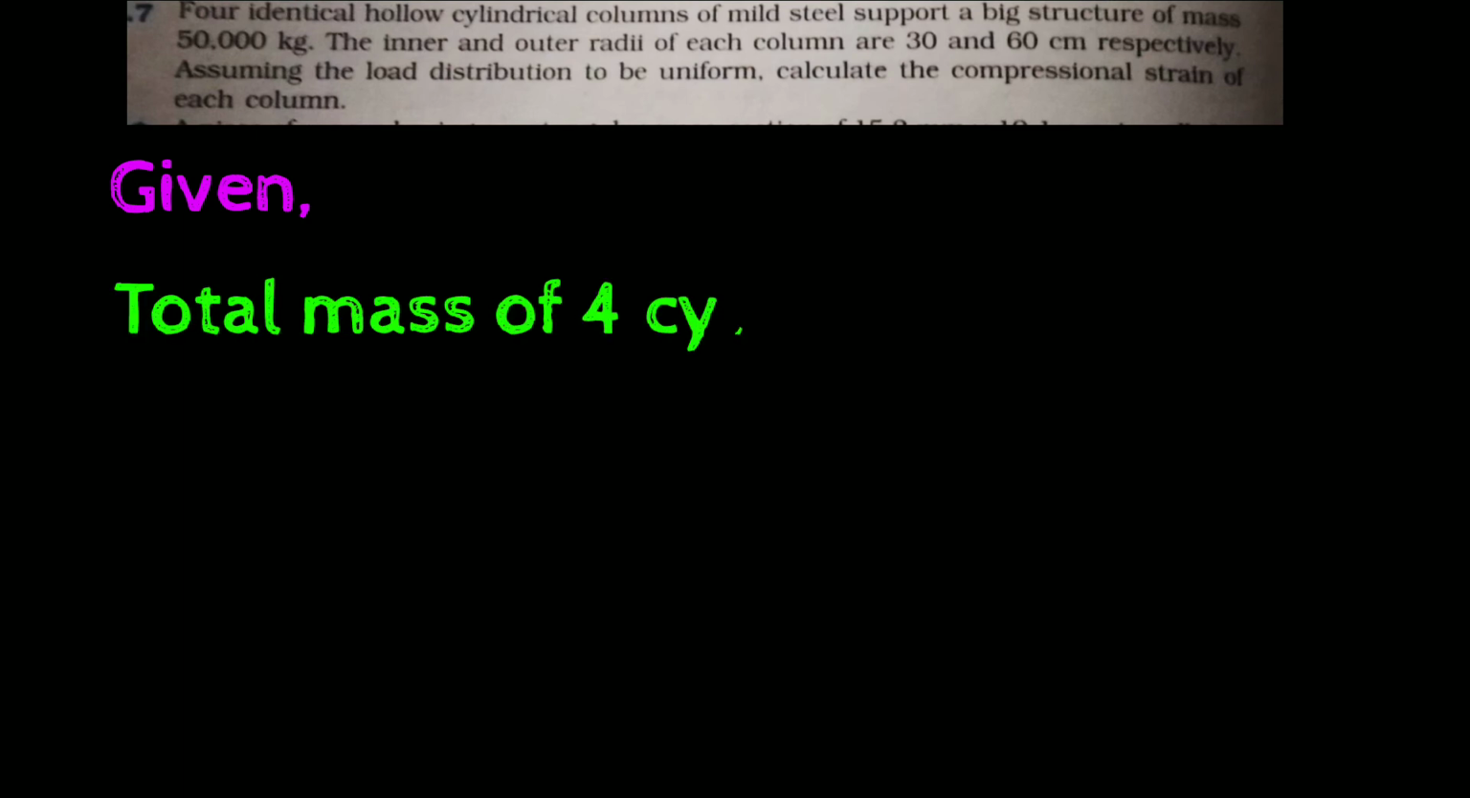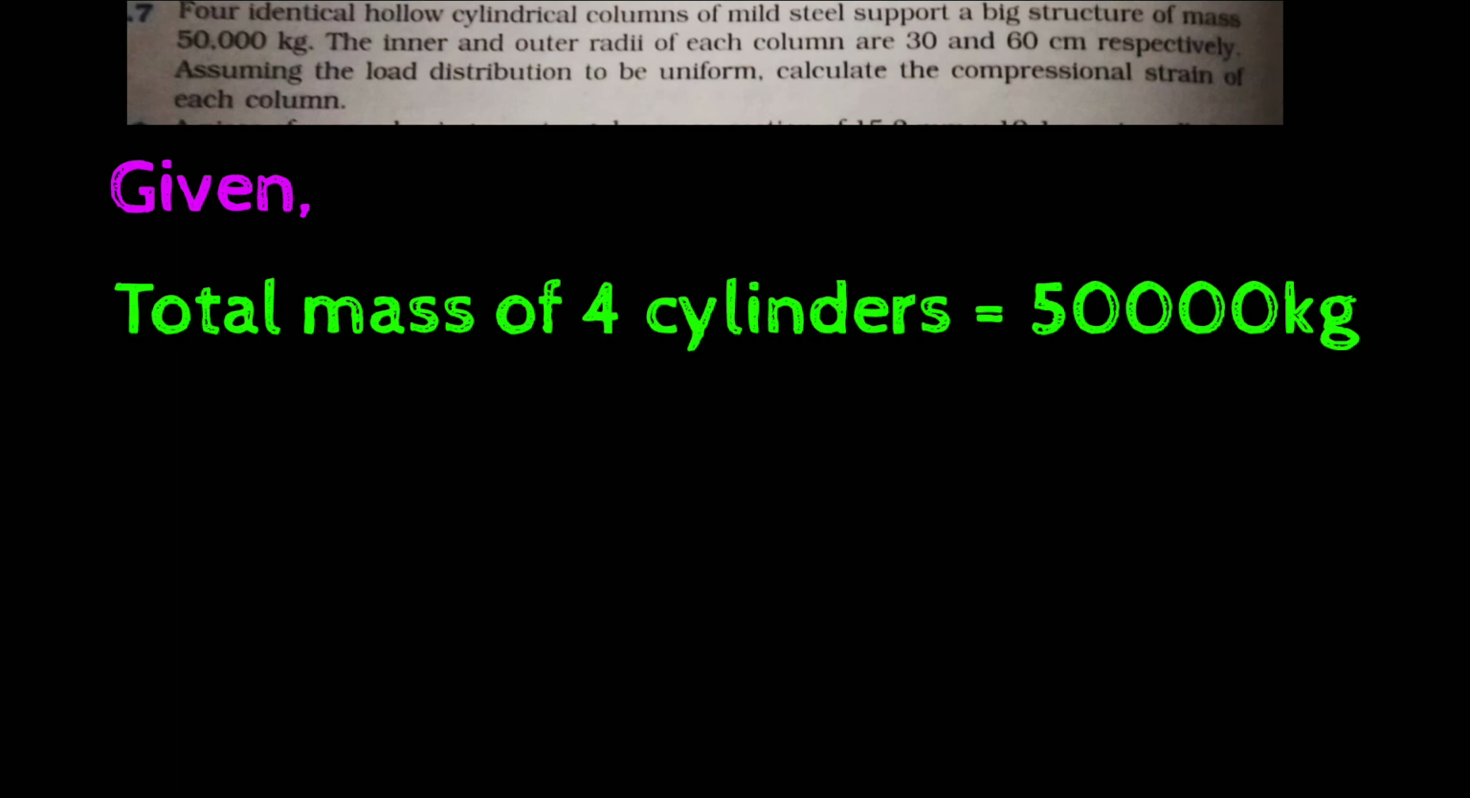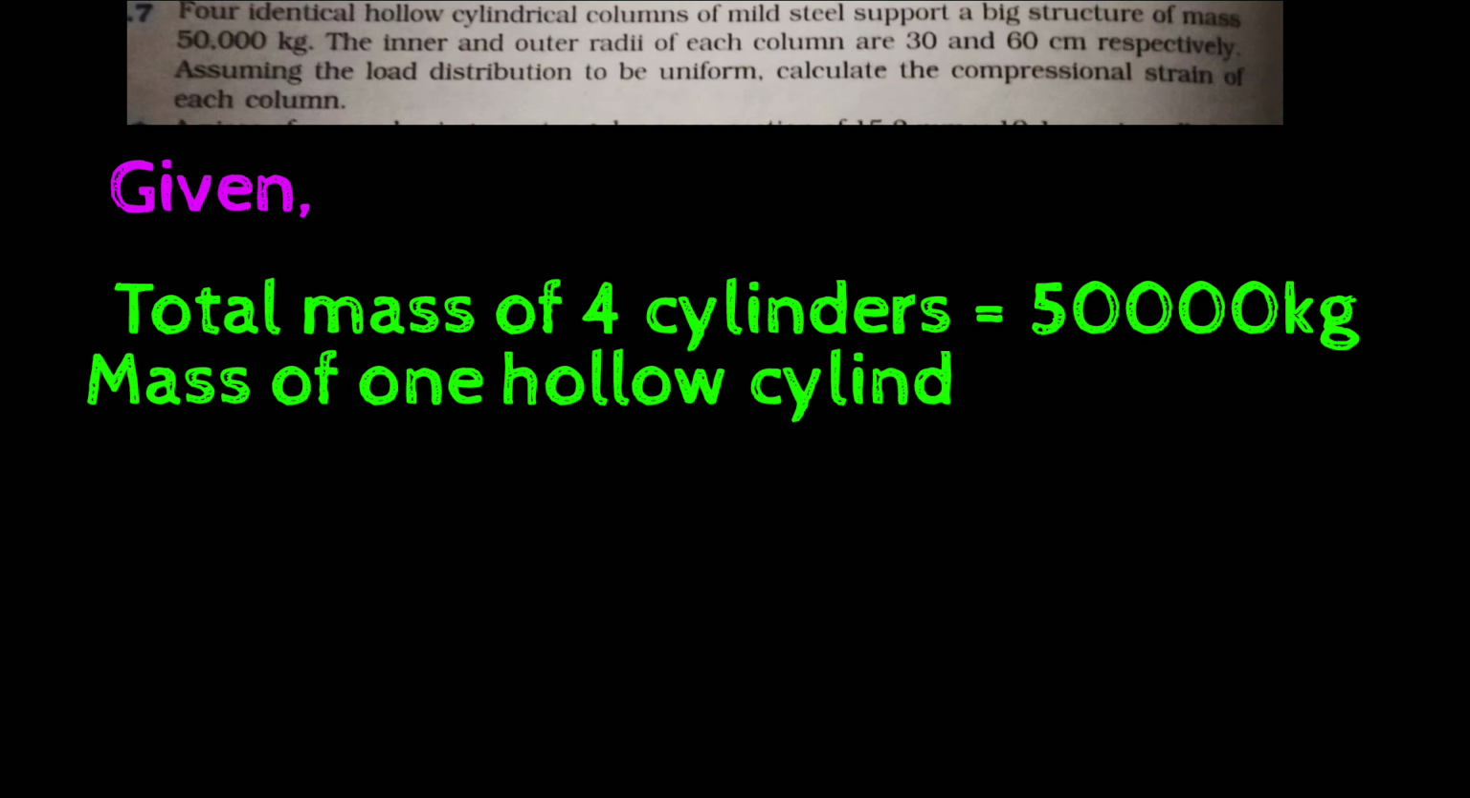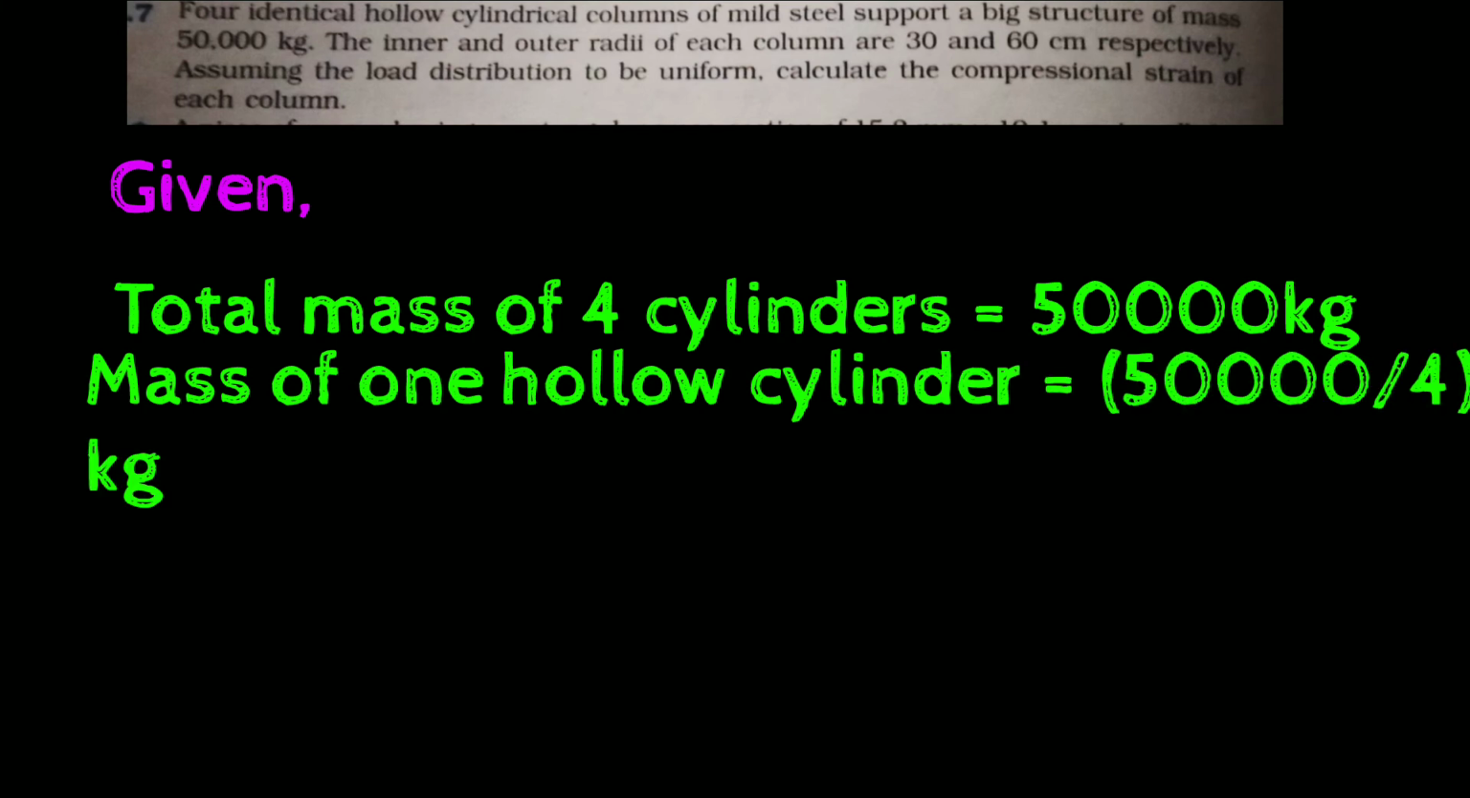Four identical hollow cylindrical columns of mild steel support a big structure of mass 50,000 kg. The inner and outer radii of each column are 30 cm and 60 cm respectively. Assuming the load distribution to be uniform, calculate the compressional strain of each column. Firstly, we write what is given.